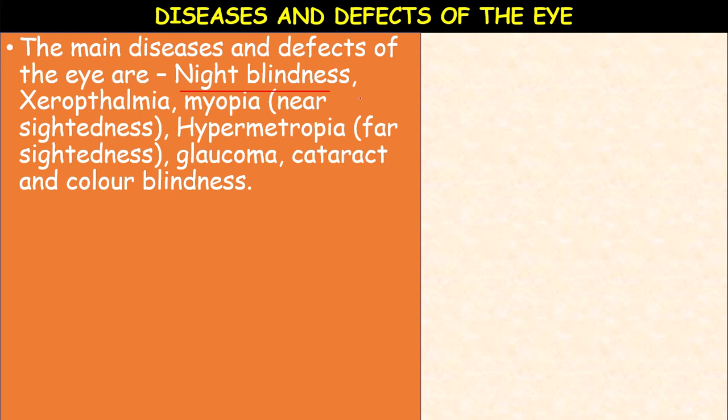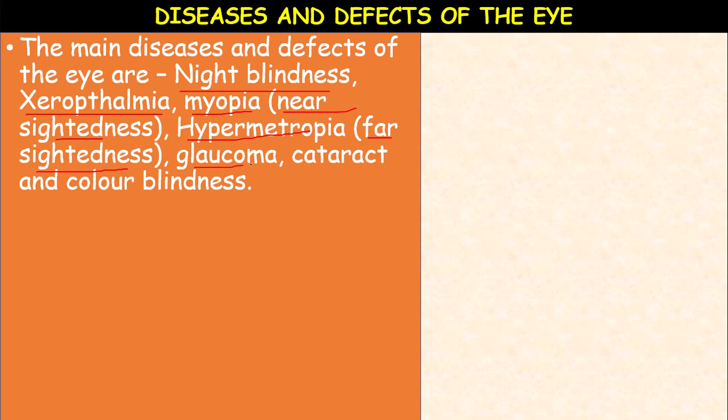Then xerophthalmia. Xerophthalmia is another eye disease. This is also called dry eyes disease, in which the lacrimal glands stop functioning. The eye becomes like a desert. Break of cornea occurs due to this disease. Then myopia. Myopia is also called nearsightedness or short-sightedness. And hypermetropia is also called farsightedness or long-sightedness.